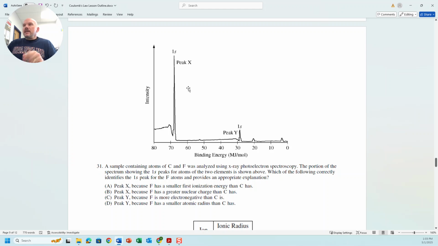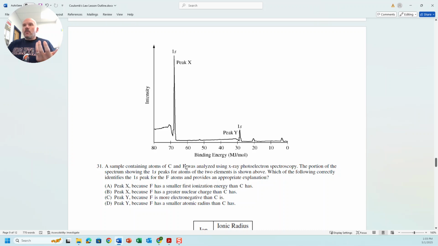All right, so here we got PES again. But notice it's just a 1s peak, so it's not a complete PES diagram where I can identify the element. And they're asking us which one is which. So it's carbon versus fluorine. And right off the bat, fluorine has to be X and carbon has to be Y.